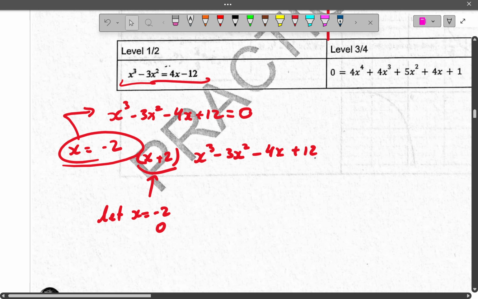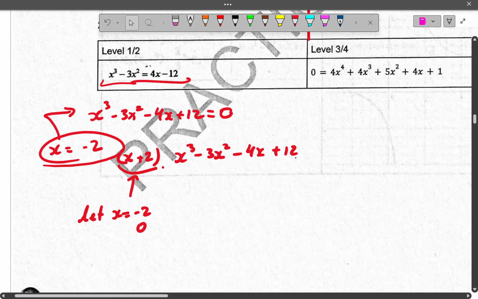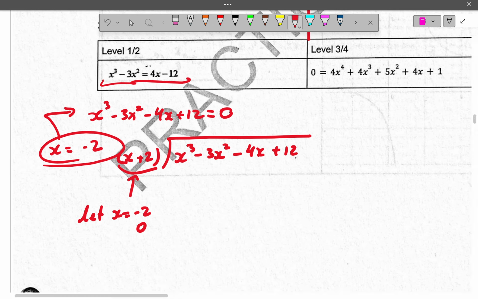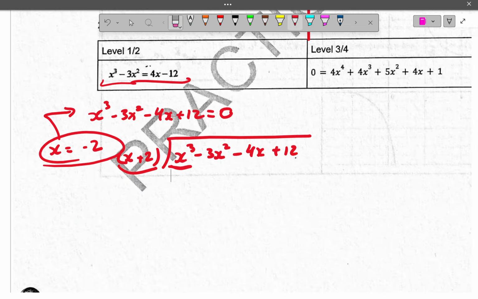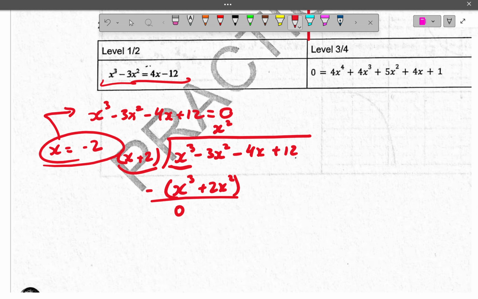So we're dividing this whole thing as you've done before. I'm going to have to find something that gets rid of the x cubed, which would be x squared. x squared times x would be x cubed. x squared times 2 would be positive 2x squared. You subtract, these first two terms cancel out, and for the second term, negative 3x squared minus 2x squared will be negative 5x squared.